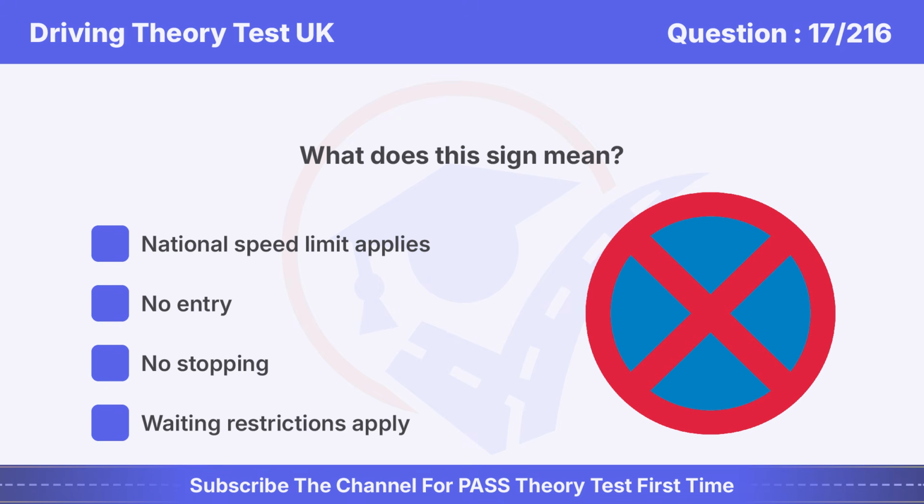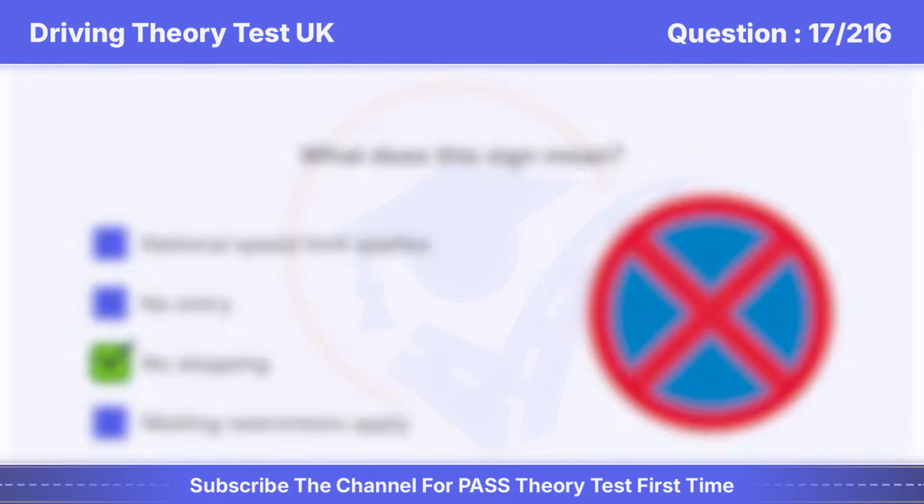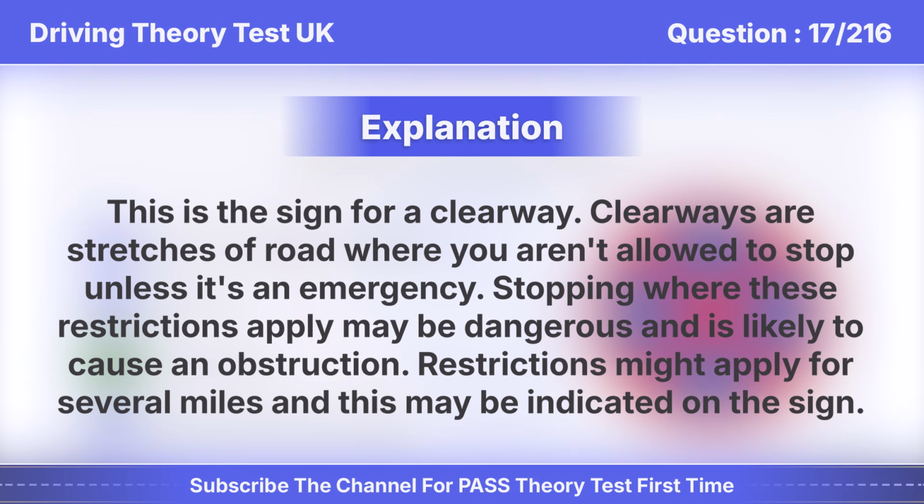Question 17. What does this sign mean? Answer is C. No stopping. This is the sign for a clearway.